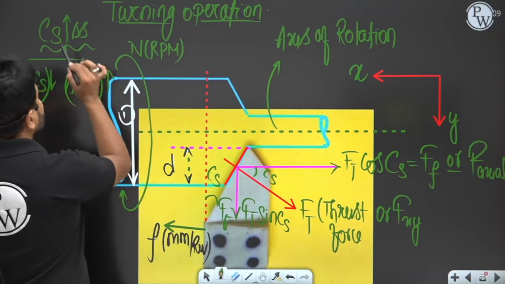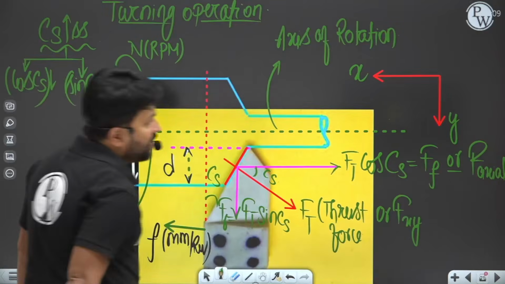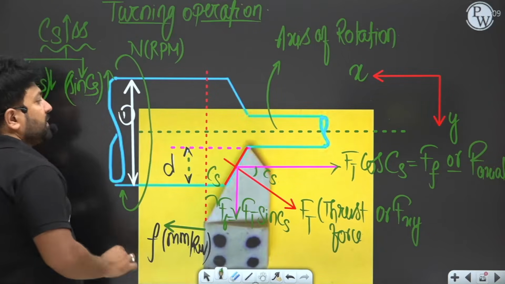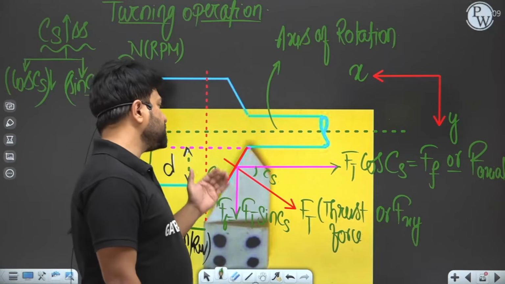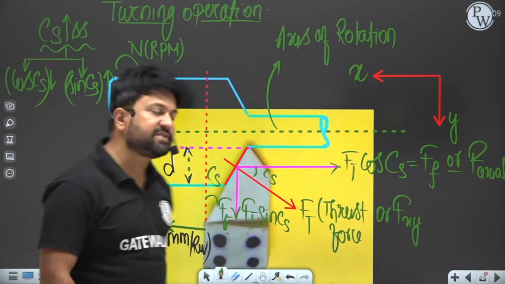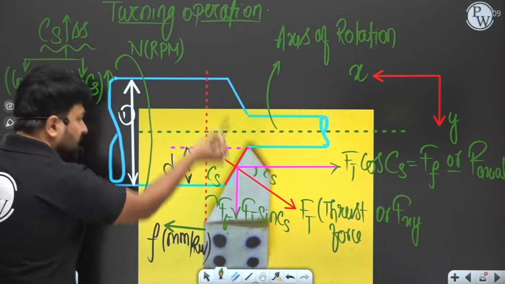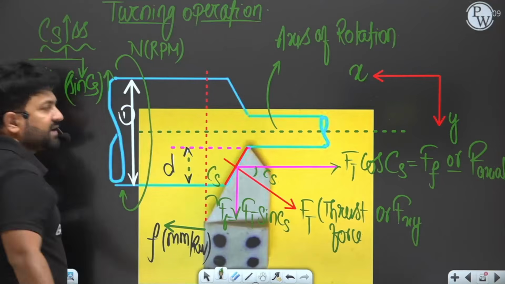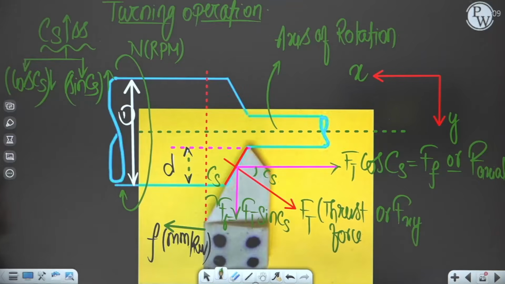Now if you increase Cs, cos Cs is going to reduce, so the overall feed force or axial force is going to reduce. Means the tendency of separation of the tool from the workpiece along the x-axis is going to reduce, but the tendency of separation in the radial direction is going to increase. So this is a problem if you increase the value of Cs.